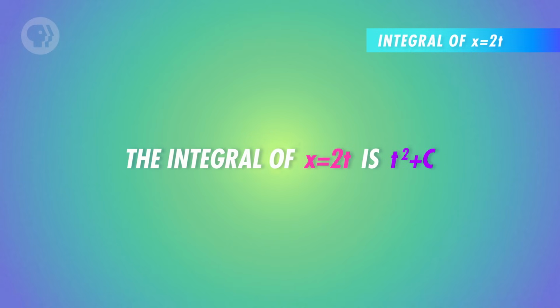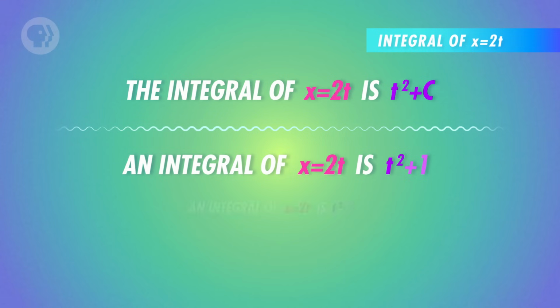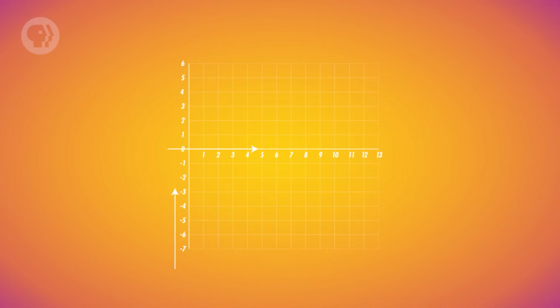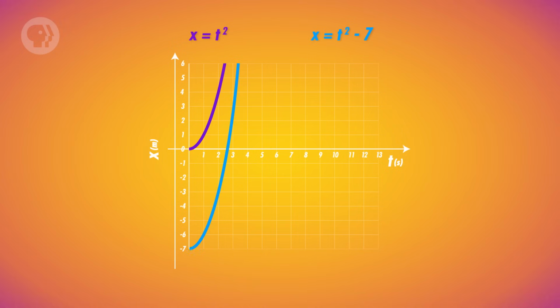T squared would work, but so would t squared plus 1, or t squared minus 7, or t squared plus 0.256. In these cases, we might know what the shape of the integral should look like on a graph, like whether it's a straight line or how it curves, but we don't know where to put it along the vertical axis. So we need to know what the constant is in order to know where to start drawing its integral. Whatever the constant is equal to, that's where the curve will intersect with the vertical axis. So t squared would intersect at 0, but t squared minus 7 would intersect at minus 7.